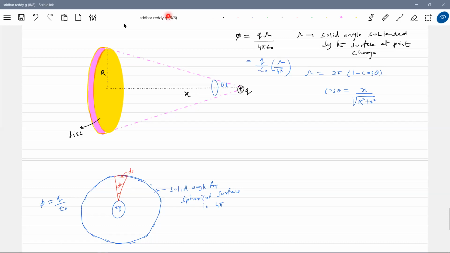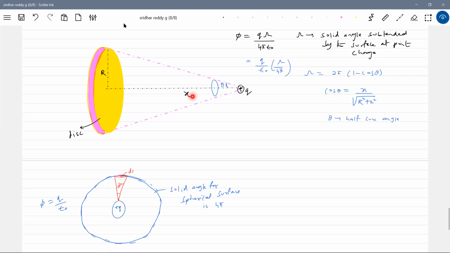So you draw a sphere. The angle subtended by the sphere at the center is 4 pi. The angle subtended by this circular disk, which is a part of it, should be less than 4 pi. It is given by this particular formula. So what is the solid angle? How to calculate? 2 pi (1 minus cos theta), where theta is the half cone angle. How to calculate theta? We have a direct formula.